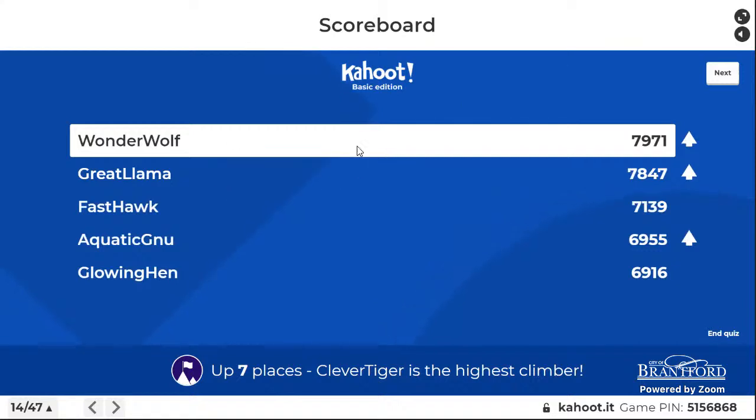Oh, Fast Talk has dropped, and Wonder Wolf has taken the lead with 7,971 points, followed by Great Llama. And it looks like Clever Tiger has jumped up seven places and is the highest climber of this round. Well done.